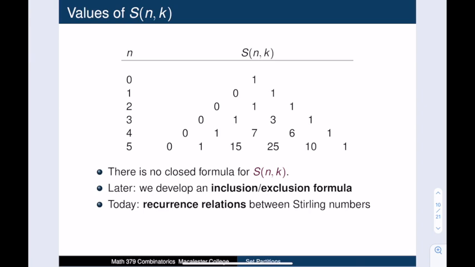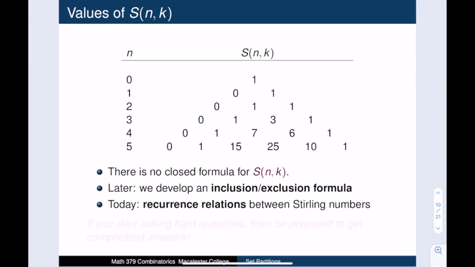Today we will do something else. We will give a recurrence relation for the Stirling numbers that will allow us to calculate any value of S(n,k) that we desire. That sounds pretty useful to me. It serves the same purpose as a closed formula, even if it takes a little more work to get the number that we want.